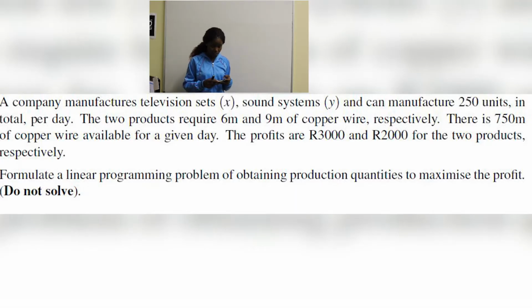My question is: a company manufactures television sets and sound systems, and can manufacture 250 units in total per day. The two products require 6 meters and 9 meters of copper wire respectively. There is 750 meters of copper wire available for a given day. The profits are 3,000 Rand and 2,000 Rand for the two products respectively. Formulate a linear programming problem of obtaining production quantities to maximize the profit. And there's one catchy statement: do not solve. So you just know those are 3 marks for you.